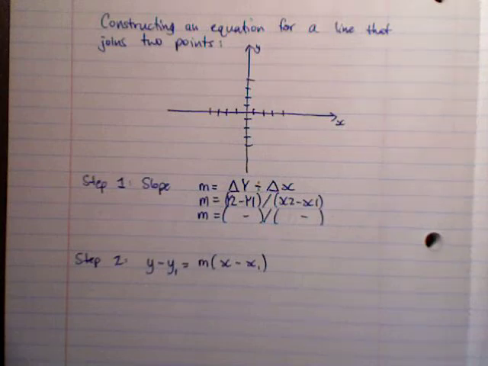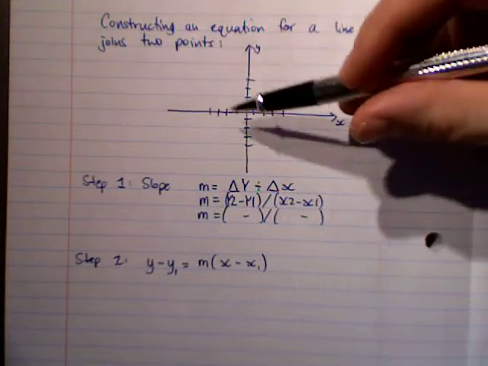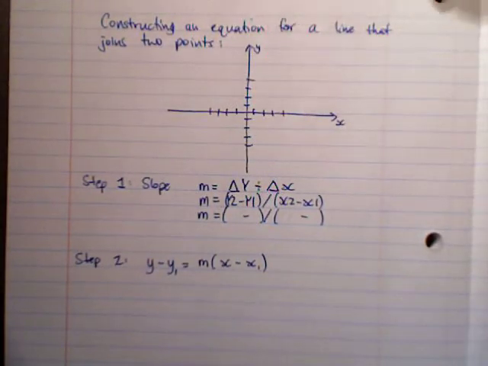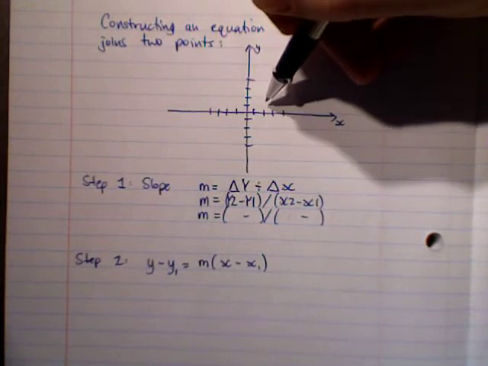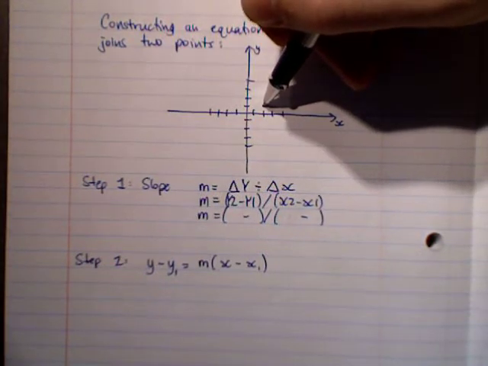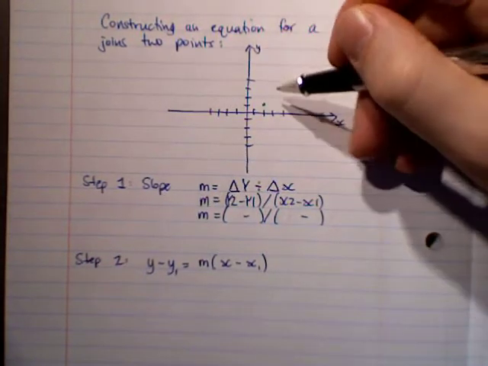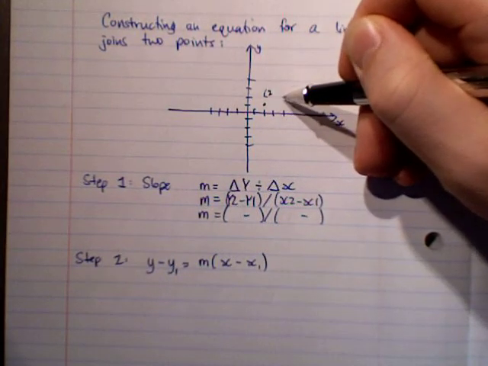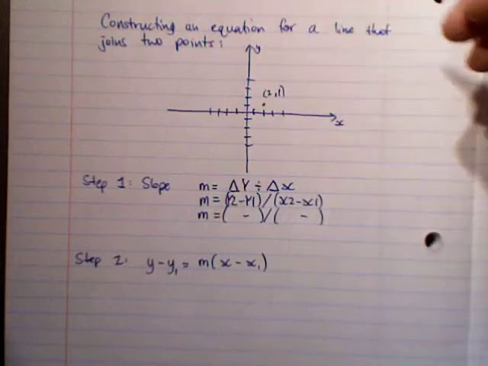Okay, so what we're going to do here is choose 2 points on this graph, and then we are going to construct the equation of the line that joins the 2 points. So we're going to start just by picking 2 points. I'm going to pick this point right here, which is the point x equals 2, y is 1, so it's the point (2, 1).